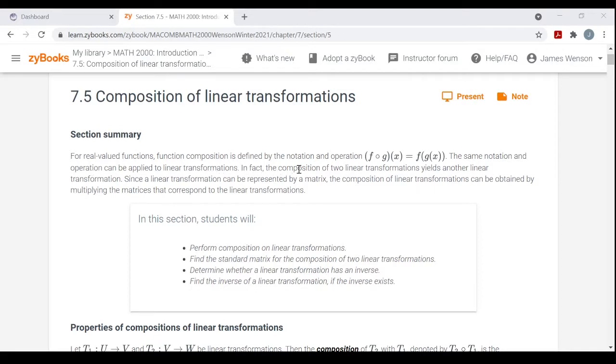In fact, the composition of two linear transformations yields another linear transformation. And that'll be shown later. I'm not going to go through that proof, but just know that when you compose two linear transformations, the result is also a linear transformation. And since a linear transformation can be represented by a matrix, remember the standard matrix, the composition of linear transformations can be obtained by multiplying the matrices that correspond to the linear transformations that you composed.